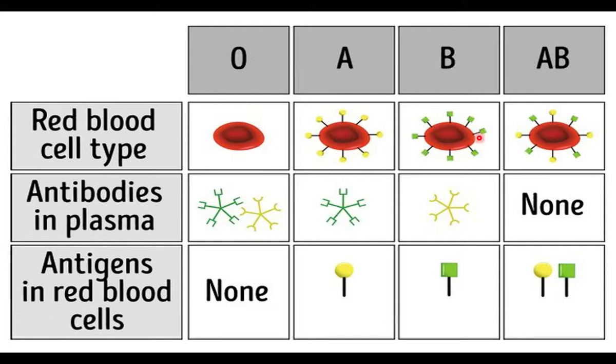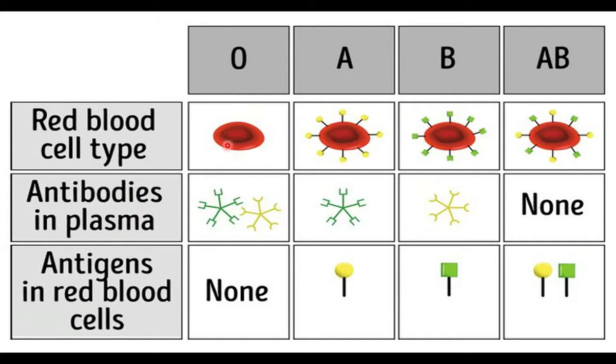The red blood cells of AB blood group individuals have both A and B antigen. O blood group individuals have no antigen on the surface of RBC. The red blood cells of O blood group individuals have no antigen on the surface.